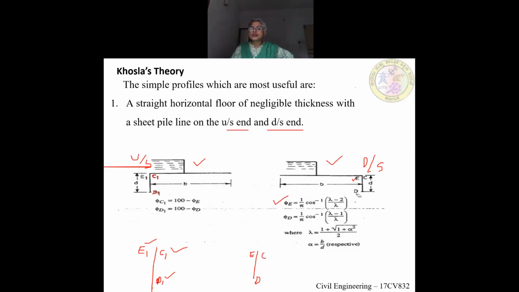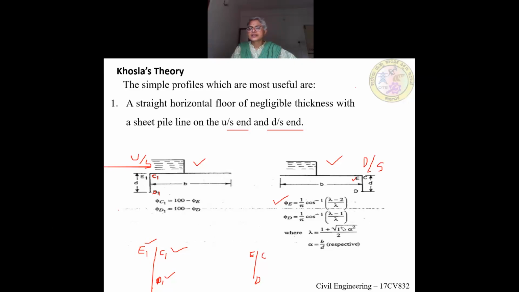So when you come down, the pressure will be less than the pressure at E, because as the water flows from the upstream end to the downstream end, first it comes to E and then D, and then it exits at C. So the pressure at E will be more than the pressure at D, or you can say the pressure at D will be less than the pressure at E. So here it is 1 by pi cos inverse of lambda minus 1 divided by lambda. For E, it is minus 2. For D, it is minus 1.